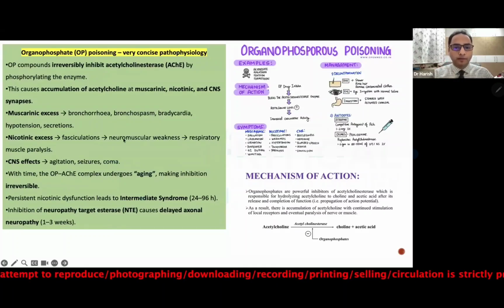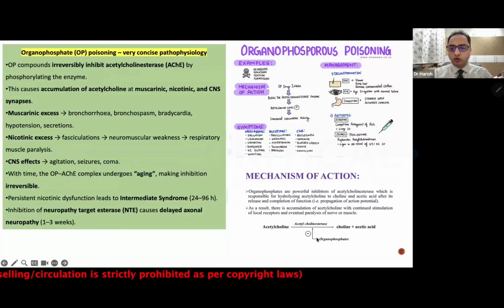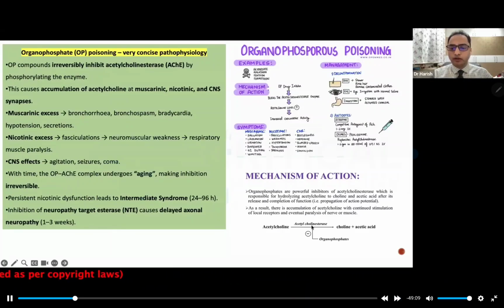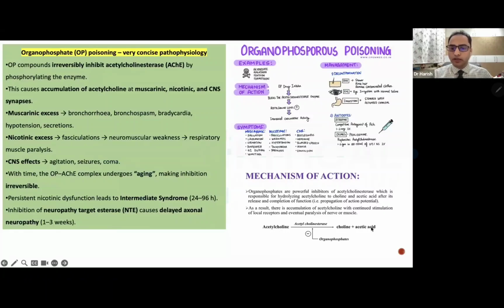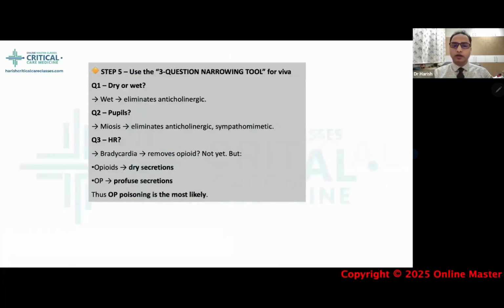Maybe the examiner expects you to briefly tell your understanding of the pathophysiology of OP poisoning. This is how acetylcholine is going to build up, because organophosphate compounds inhibit acetylcholinesterase. So there is no breakdown of acetylcholine into choline and acetic acid. All this acetylcholine will have an effect on the muscarinic, nicotinic and CNS receptors. So we are going to have symptoms based on the accumulation of acetylcholine on all these end receptors.